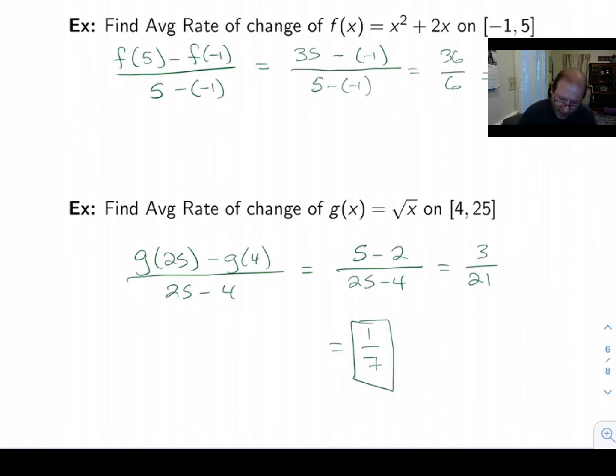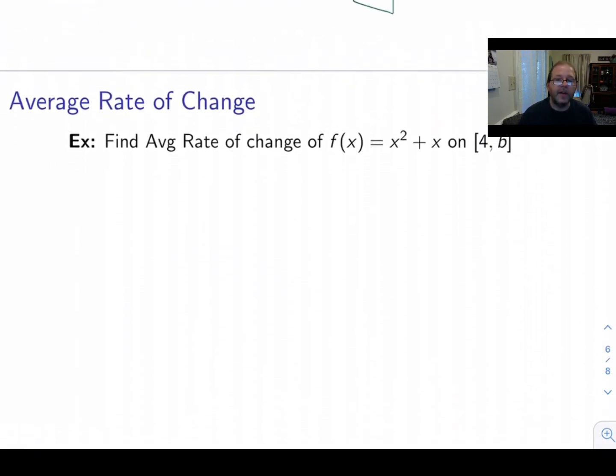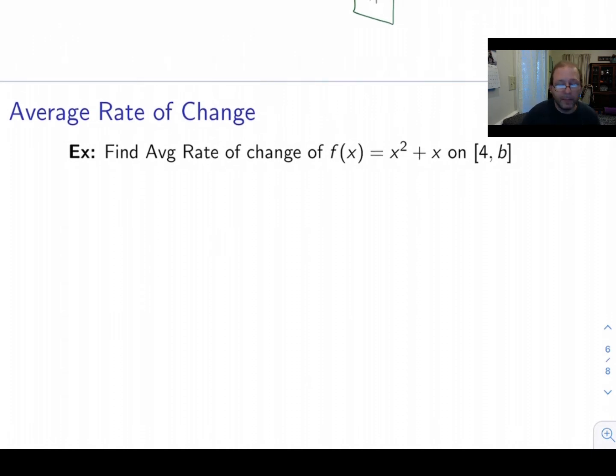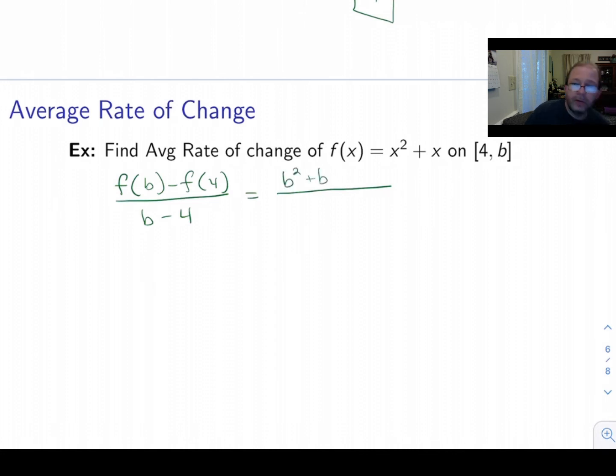Now, we can make these a little more difficult by changing this to something other than just two numbers. So here's an example of that. Find the average rate of change of this thing on 4 to b. Now, in theory, it's no different than the other. You just do f of b minus f of 4 over b minus 4. The difference is f of b is b squared plus b. So we wind up having variables in our answer. So you get b squared plus b minus 4 over b minus 4.